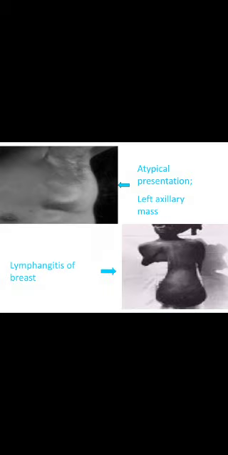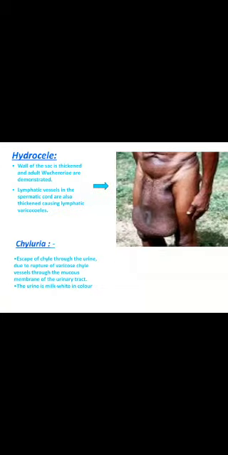Sometimes there may be an atypical presentation. Look at the picture above, which shows an axillary mass, that is actually the axillary lymph node which has enlarged, and the lymph flow from the upper limb, the hand and the forearm, is obstructed. Hence you can see lymphedema of the upper limb with lymphadenitis, that is an enlarged lymph node in the axilla. And sometimes, look at that, lymphangitis of the breast. Yeah, this is a hydrocele.